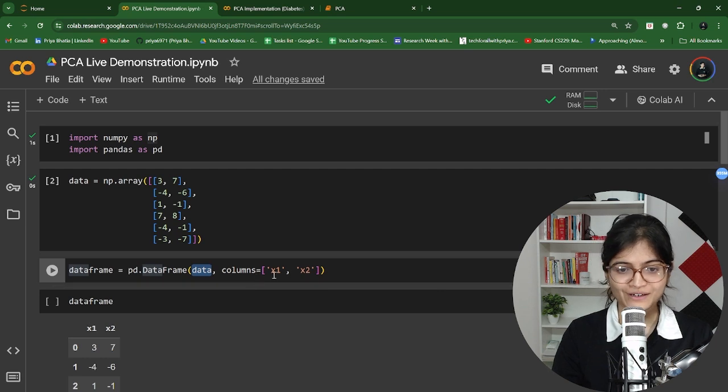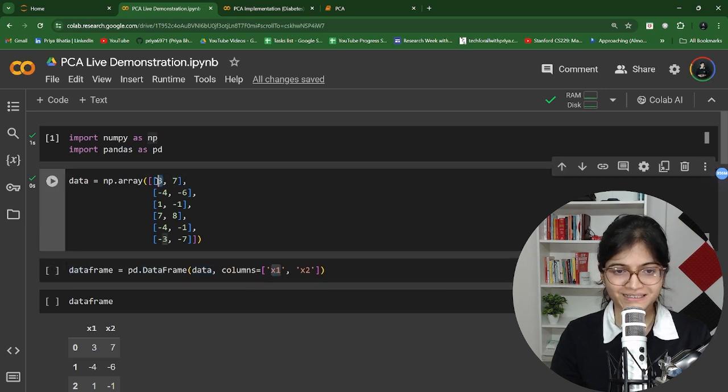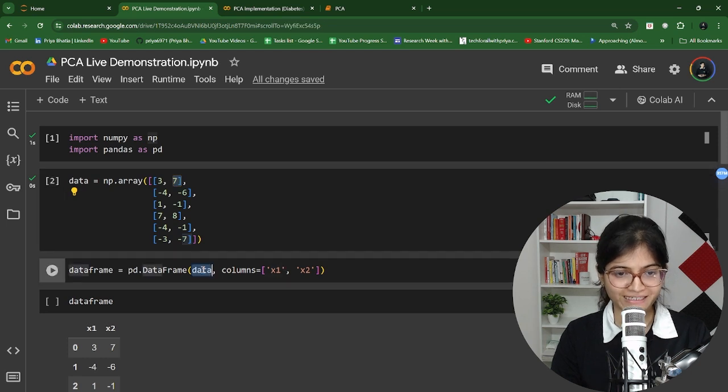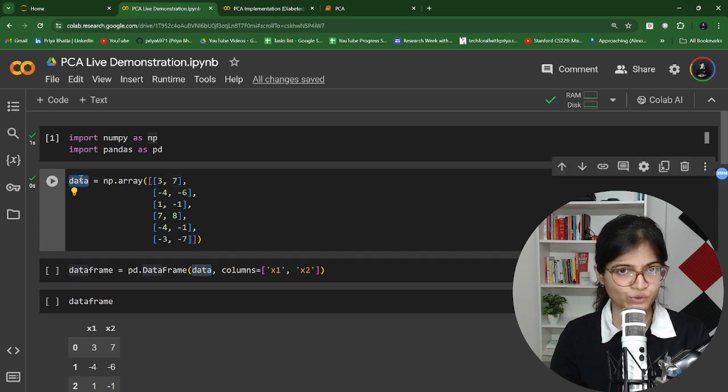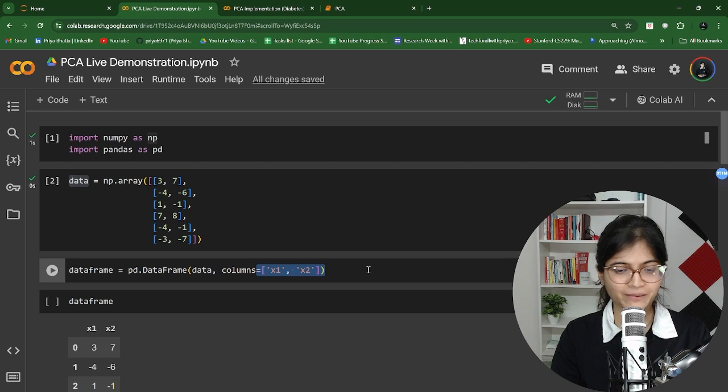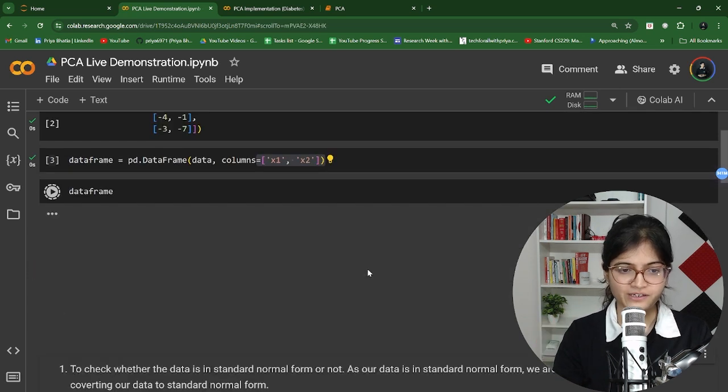So what we are doing is we are trying to create a separate column by the name of x1 and x2. So here you can see we have a data which is available with us. It's a 2D array, and we have column names which we have assigned as x1 and x2. And this is how our data frame is ready now.